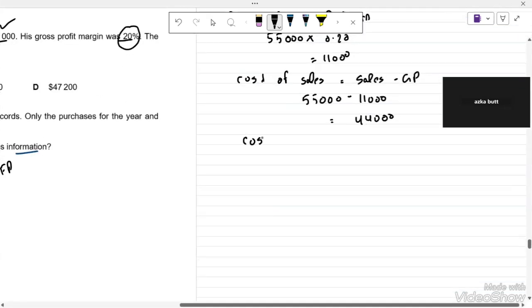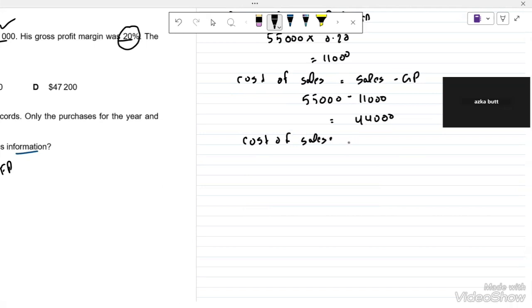Cost of sales is equal to opening inventory plus purchases minus closing inventory. Since we don't have information on opening inventory, we will assume that it was $0, as is typical for the first year of trading. So cost of sales, 44,000, is equal to opening inventory, we don't know, so 0, plus purchases, we don't know, minus closing inventory, which is 3,200.